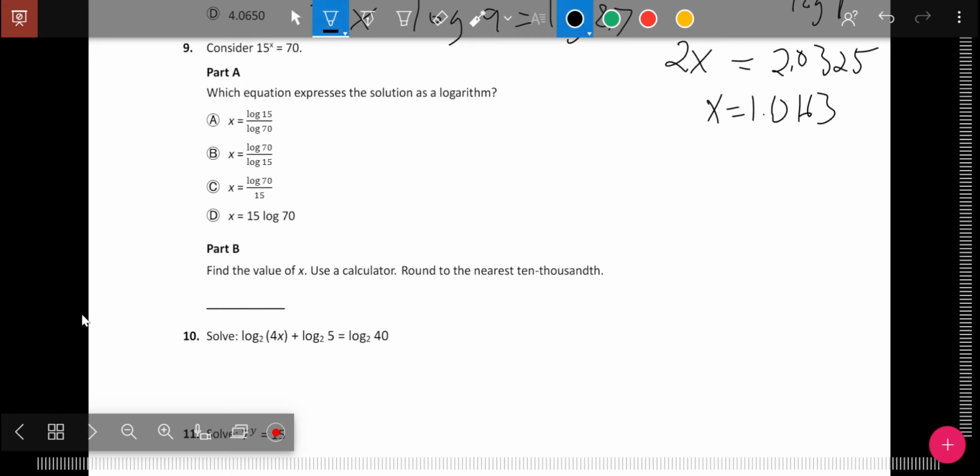Number 9, you would log both sides. Log to get the x down. So now the x comes in front.